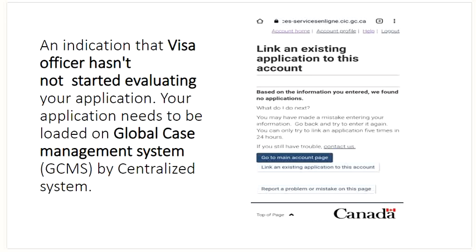So what happened? You've already submitted your application under international graduate or non-healthcare or healthcare, and when you try to link up your application through GCKey, you tend to receive this message. What exactly it says is, "Based on the information you entered, we found no applications," and people actually get panicked about it. So don't worry about that. I'll explain what exactly it indicates.